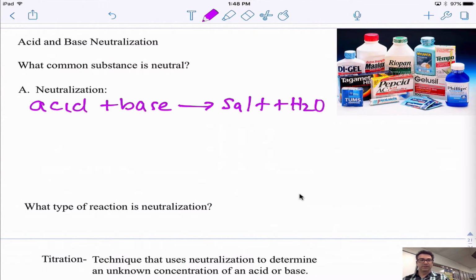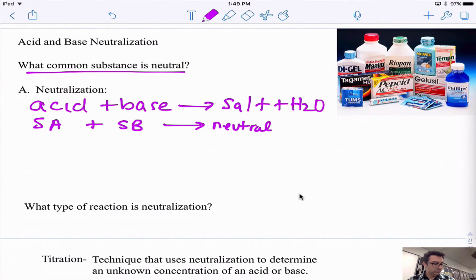So now we could have different kinds of acid-base neutralization reactions. You could have a situation where you have a strong acid reacting with a strong base, and in this case you will produce a neutral salt, and that's really where they get the term neutralization from. What's a common substance that's neutral? It's usually some kind of salt. So this is the most common type of acid-base neutralization that you'll see, where you have a strong acid and a strong base. You'll produce a neutral salt and water.